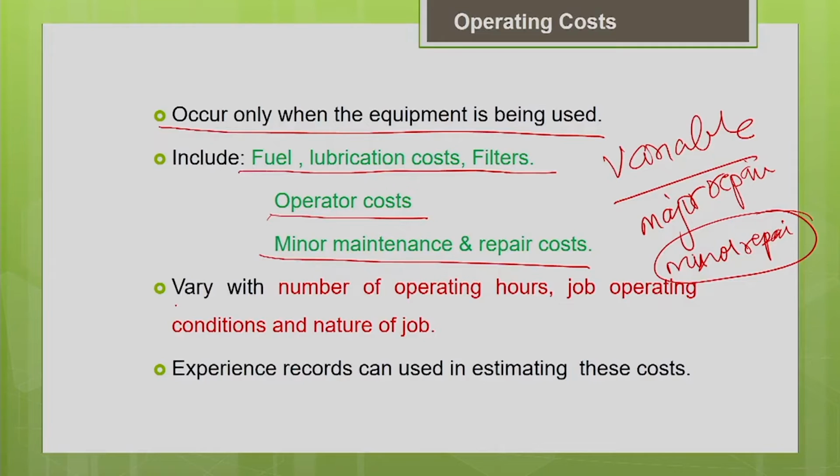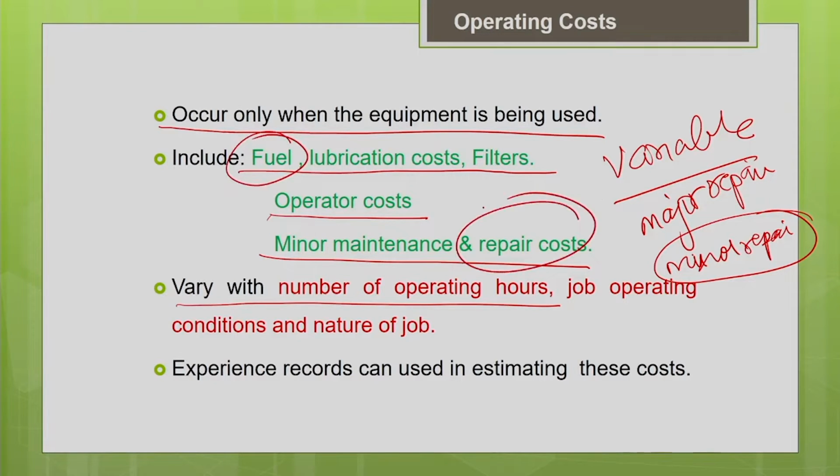One thing you need to know is that your operating cost will vary with the usage of the machine, that is, with the number of operating hours. The more you use the machine, the more the fuel consumption and the more the repair cost, so the operating cost will also be more. Similarly, it depends upon the job operating condition. If the same equipment is put under two different operating conditions, one very severe or tough and one average, you can see a significant difference in the operating cost.